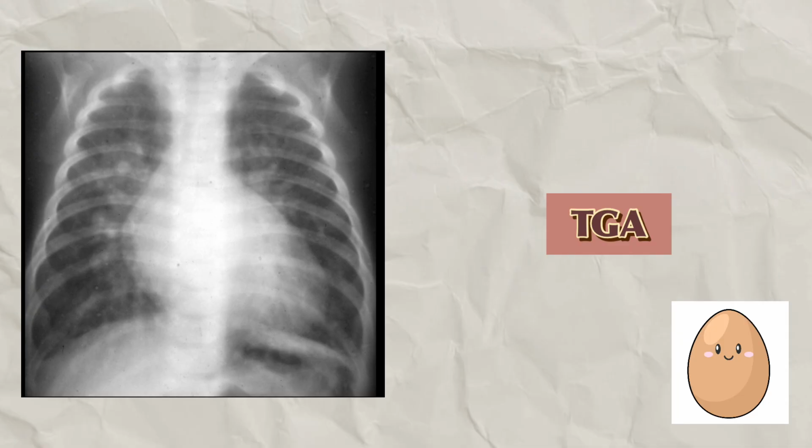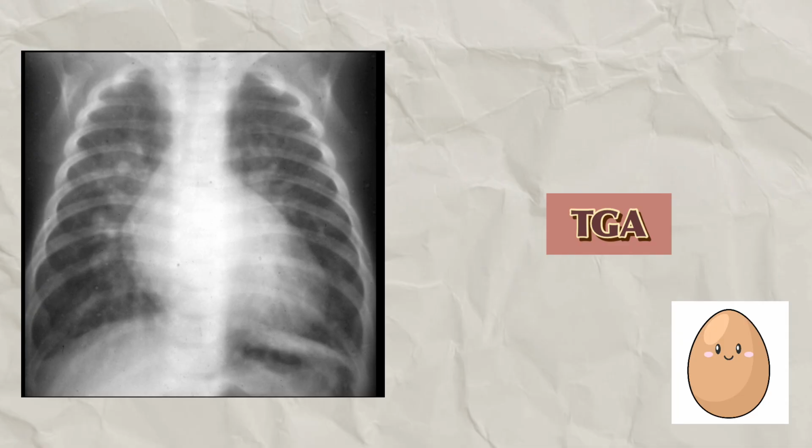Putting these findings together, that is, egg-shaped heart, narrow superior mediastinum, and a prominent pulmonary vasculature, the X-ray findings are most probably suggestive of TGA, which is transposition of great arteries. Let's now read this from the textbook.